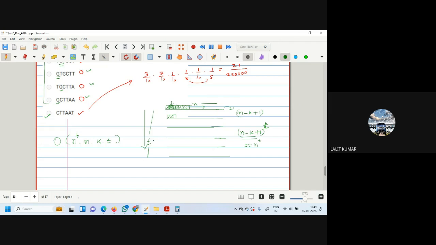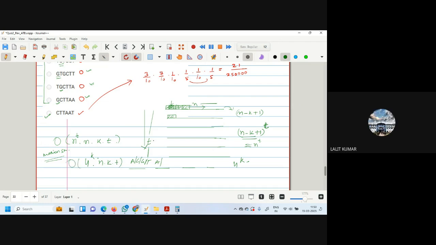Now we come to the median string. In median string, we know that all these k-mers which I'm considering, I can make only 4 to the power k of them. Instead of selecting all the k-mers, I know that at k places I can take only A, C, G, T. So this becomes 4 to the power k. Everything else remains the same, so it becomes 4 to the power k times n k t. So this is for your median search.